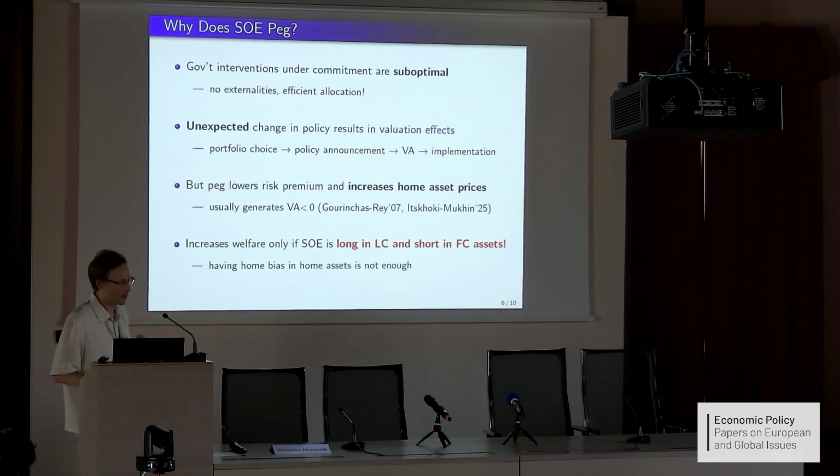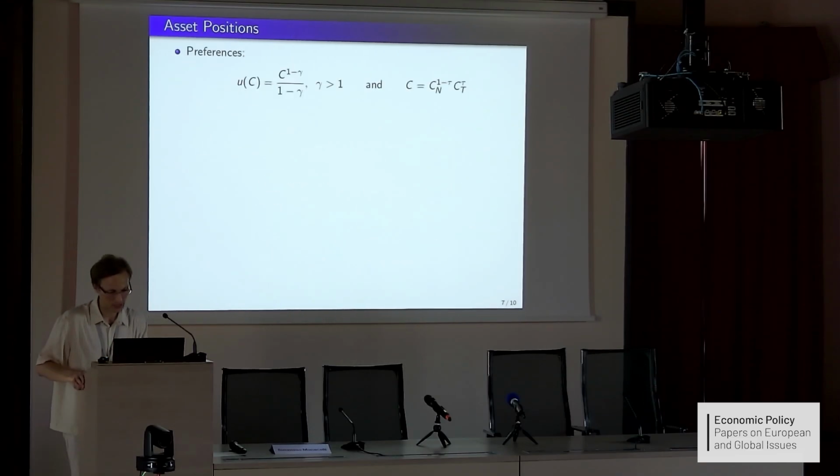So that's not enough. What happens here effectively is the small open economy takes a long position in the local currency and a short position in foreign currency. That's a bit unusual, right? That's not how we usually think risk sharing works. So it's not just home bias. You need to hold more than 100% of your domestic asset and a negative position in the foreign currency. And then, of course, if you increase the value of the domestic asset, because foreigners are short in that asset, you will create a redistribution towards your economy. But again, it's okay.